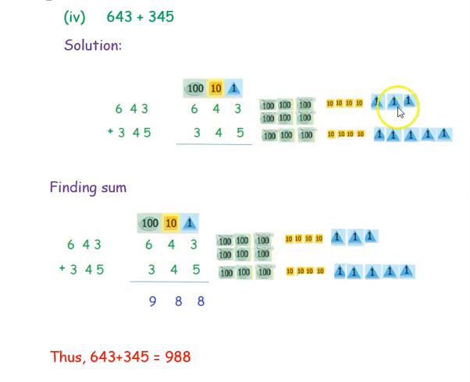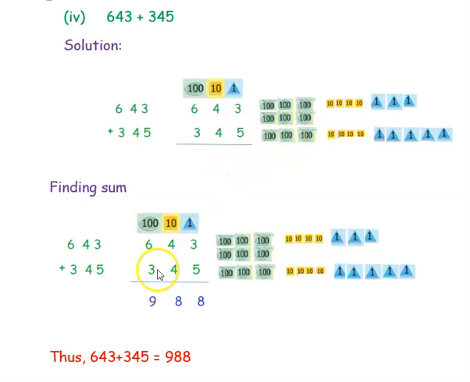We will represent this with ones, tens and hundreds. 643 has 3 ones, so 1, 2, 3 ones. It has 4 tens, so 1, 2, 3, 4 tens. And it has 6 hundreds, 1, 2, 3, 4, 5, 6 hundreds. The next number is 345, which has 5 ones, so 1, 2, 3, 4, 5 ones. Then it has 4 tens, so 1, 2, 3, 4 tens. And then 345 has 300, so 1, 2, 3 hundreds.